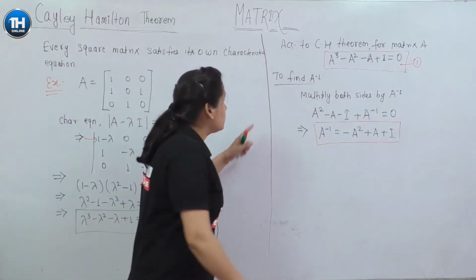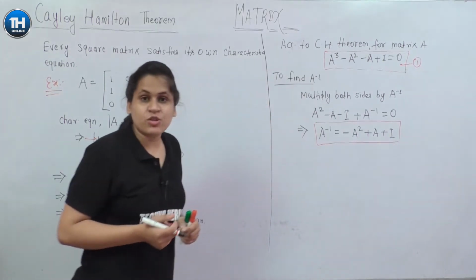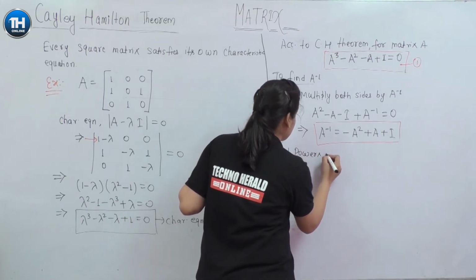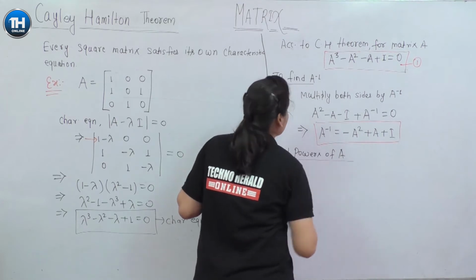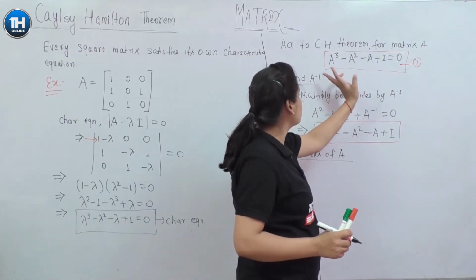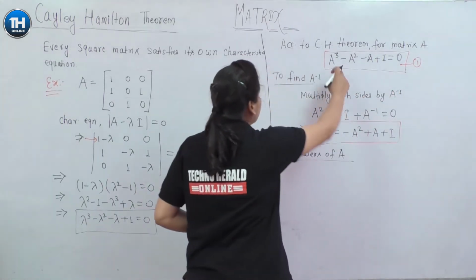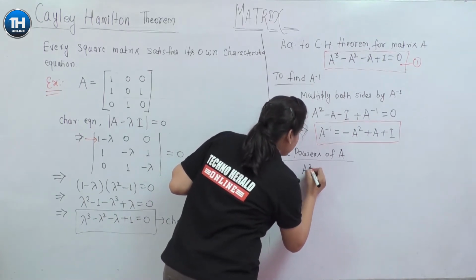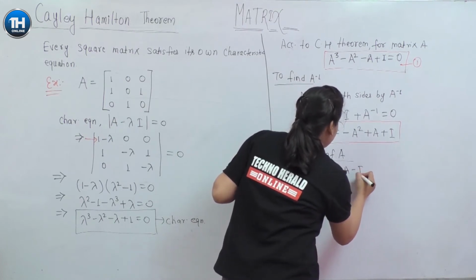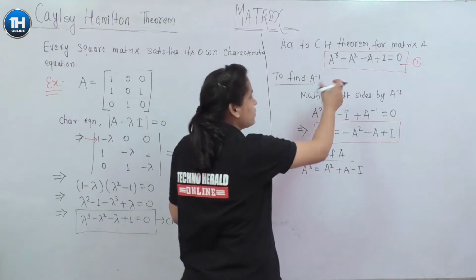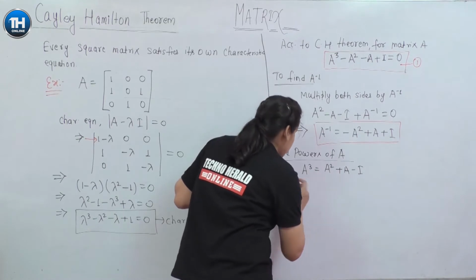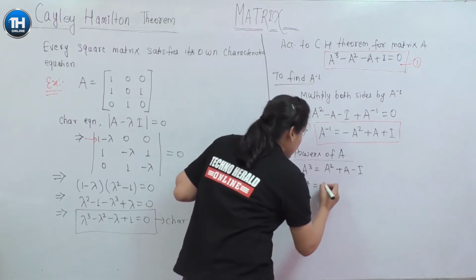Now let us use this theorem to find different powers of A. We saw we have the equation A cube minus A square minus A plus I. From here you can easily tell that A cube is equal to A square plus A minus I. If you want A square, you can do A into A. Okay, A cube is equal to A square plus A minus I. Then A to the power 4 is equal to A into A cube.